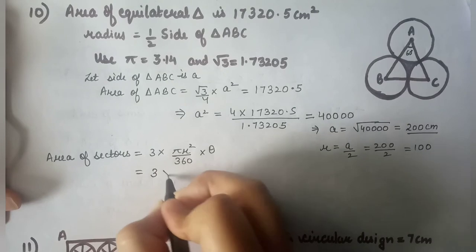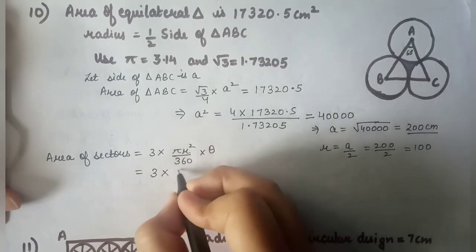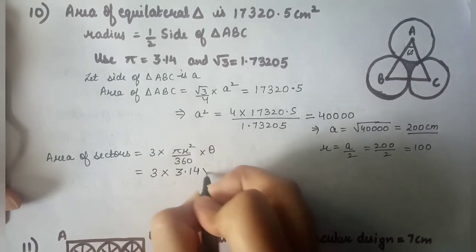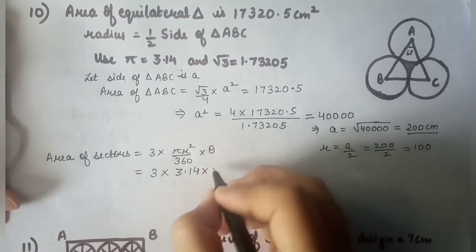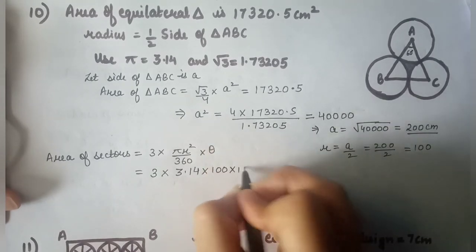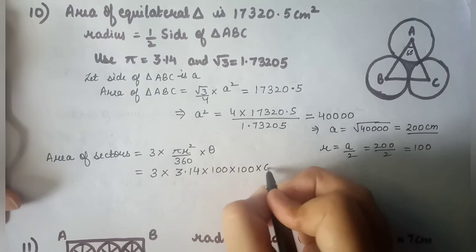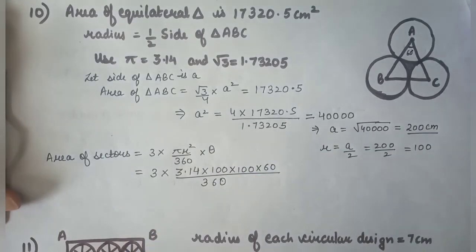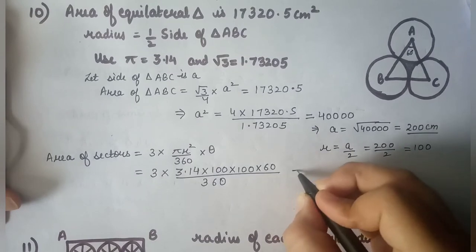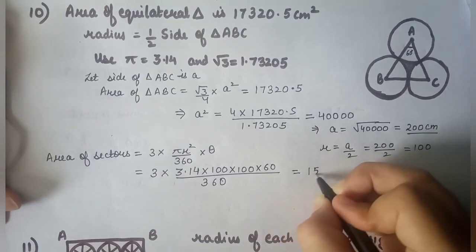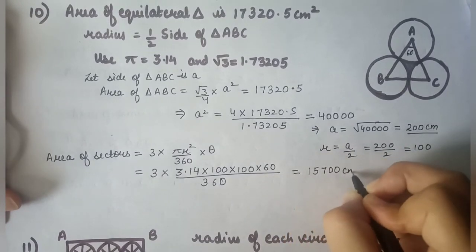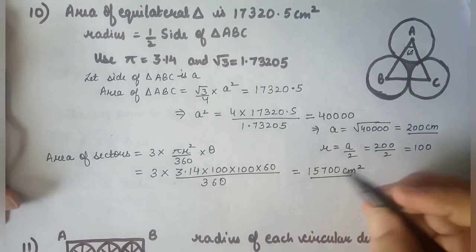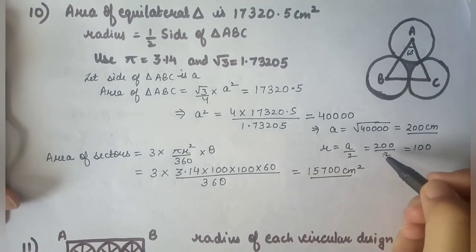So 3 into value of pi is given to be 3.14. Radius is 100 into 100 into theta, that is 60 upon 360. Now you will cancel the terms and you will get the answer as 15,700 centimeter square. Now you have area of sectors, you have area of triangle.